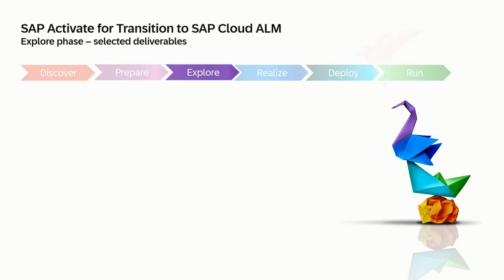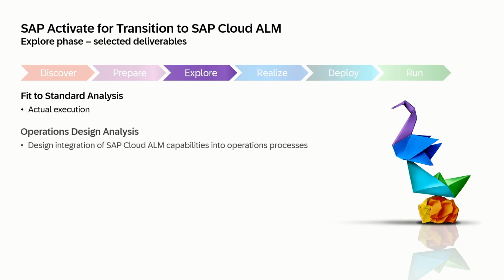Now, let's go on to the Explore phase. In Explore, the Activate roadmap describes the actual execution of the fit to standard analysis. Keep in mind that the fit to standard was developed for the implementation of business software. So probably for ALM, it's a bit less heavy, let's say like that.